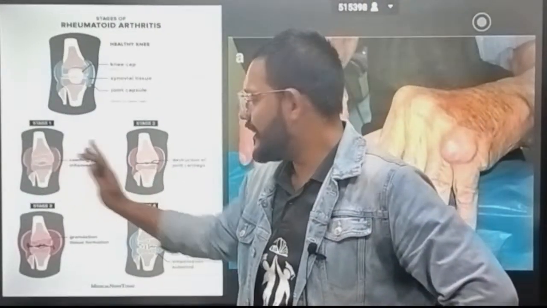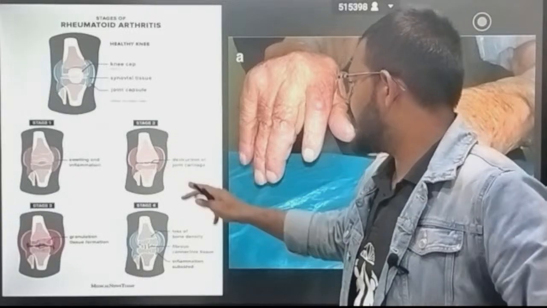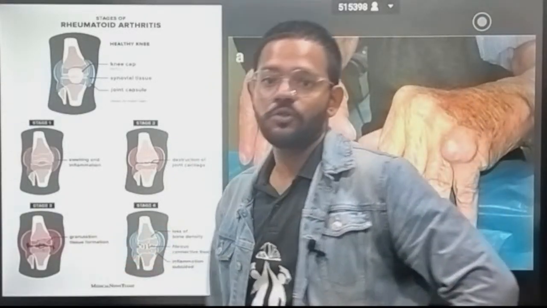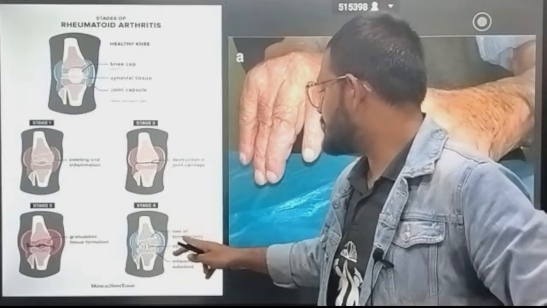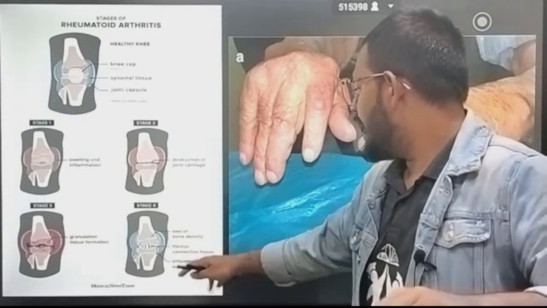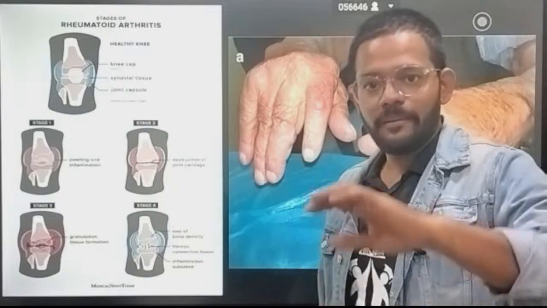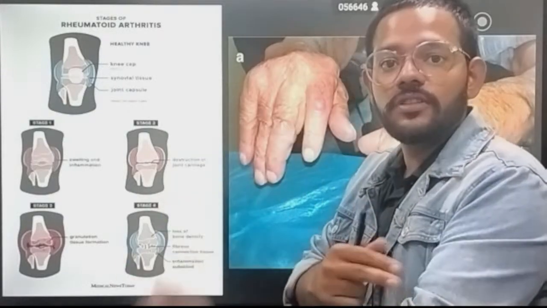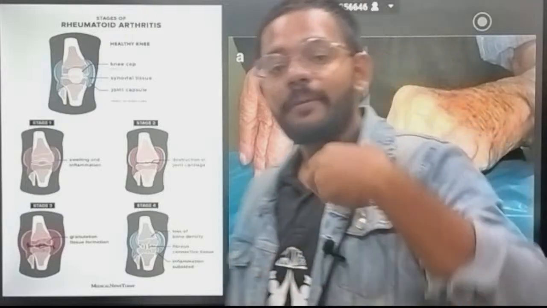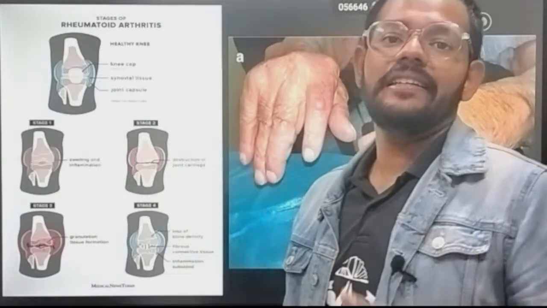Okay, in stage 1 you only see swelling and inflammation. In stage 2, destruction of joint cartilage. In stage 3, granulation tissue formation takes place, and in stage 4, loss of bone density and fibrous connective tissue will develop and inflammation subsides. Meaning inflammation decreases and the bones will stick to each other. They will get attached to each other. Your synovial joint can be converted into a fibrous or cartilaginous joint.